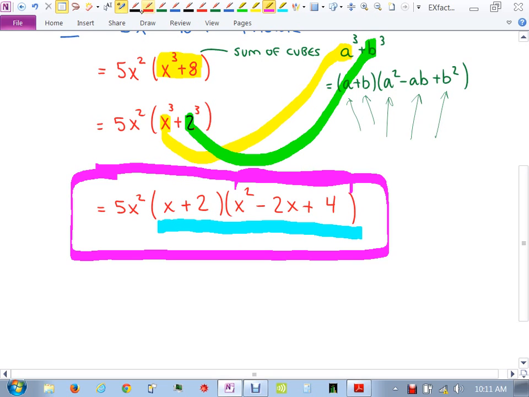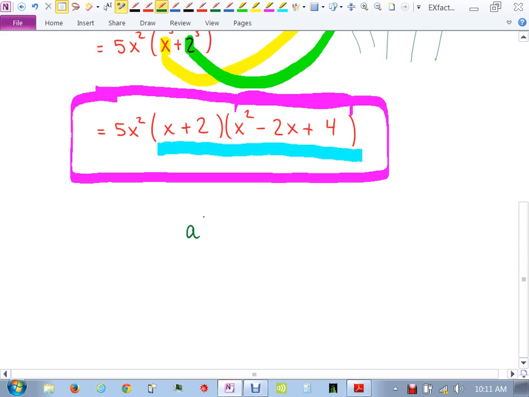Good question. When it's difference of cubes, I'll just write it down. Difference of cubes formula looks like this. A cubed minus B cubed equals A minus B. So that switches, right? Then you do A squared plus AB, and it's not minus, it's plus on the end. So the only things that switch are those two signs. The difference in the two formulas.